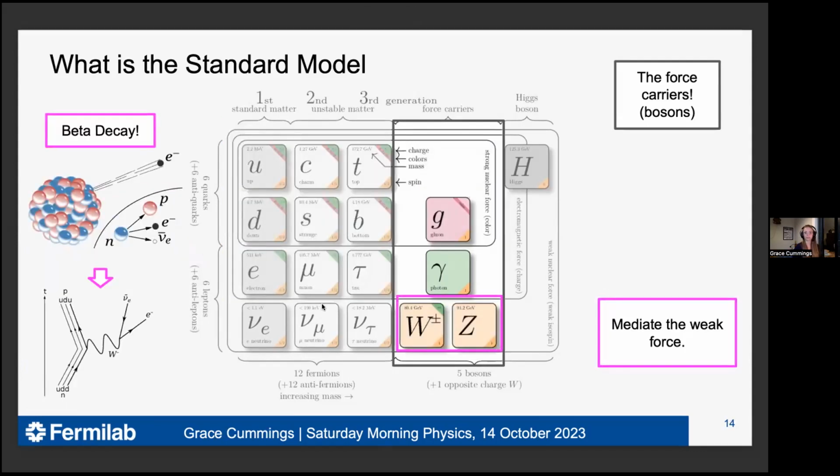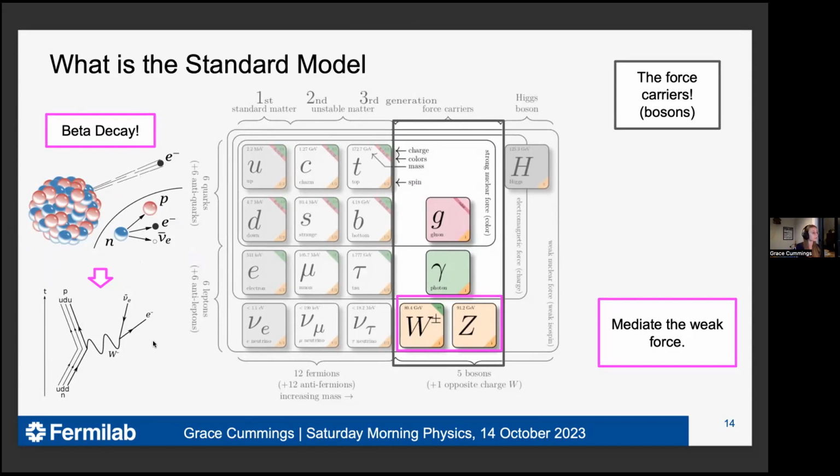And then finally, that brings me to the weak force, where the W and Z bosons are mediators. The weak force is what's responsible for nuclear decay. So here we have our example of beta decay. The way this happens is that a neutron in your atom converts to a proton by releasing an electron and a neutrino. And here, this is a Feynman diagram.